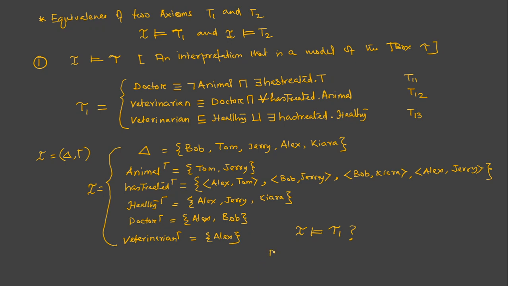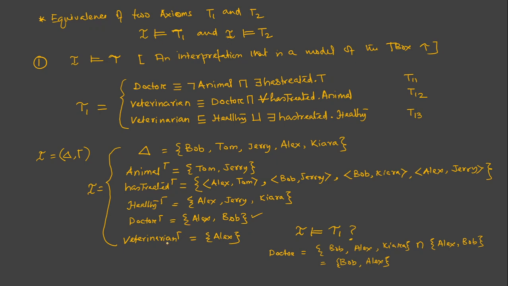So what is doctor coming to be? Doctor is coming to be say Bob, then Alex and Kiera. The set intersection of this and has treated top will be evaluated to contain the individuals Alex, because Alex has treated at least once, and Bob has treated at least one, right? So if we take this intersection, we will have Bob and Alex to be the instances of doctor, right? Which is exactly what we have done, right? So it is matching with our interpretation, right?